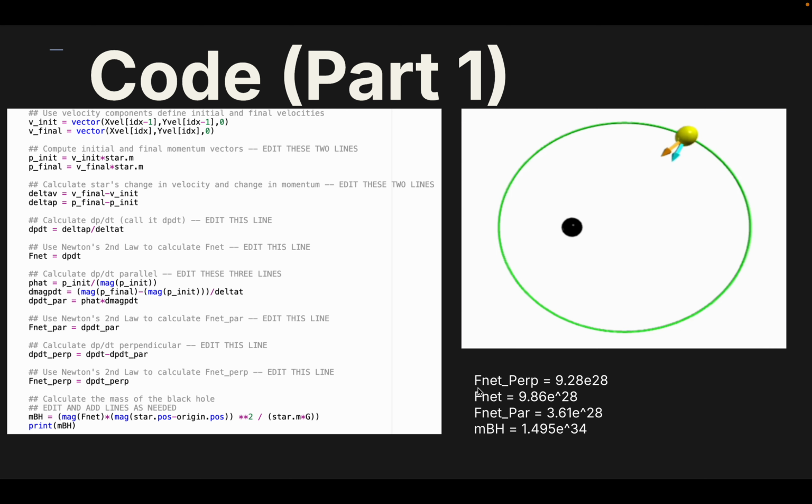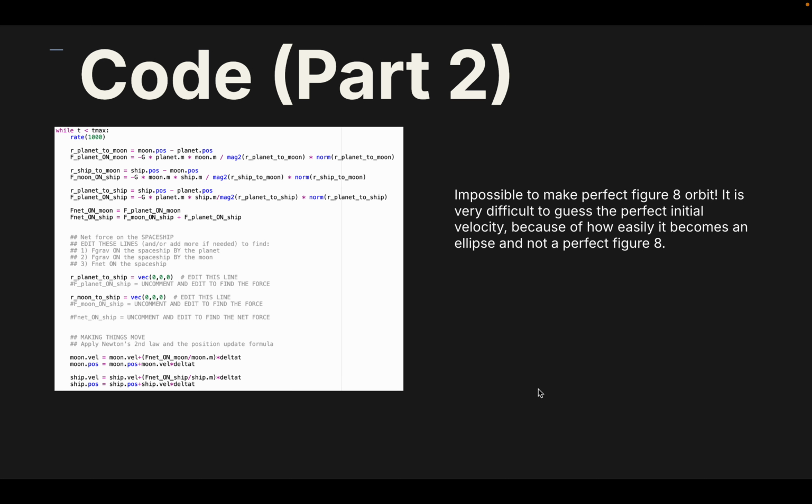We have the perpendicular force given by 9.28e28, our net force total, which is 9.86e28, and our parallel net force, which is 3.61e28. And finally, the mass of my black hole was 1.495e34.